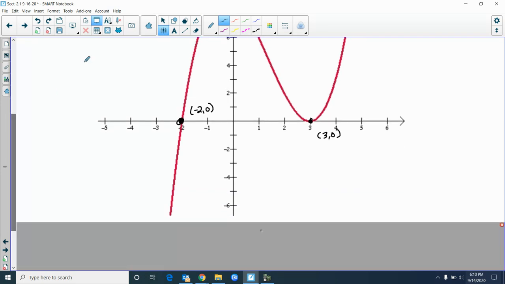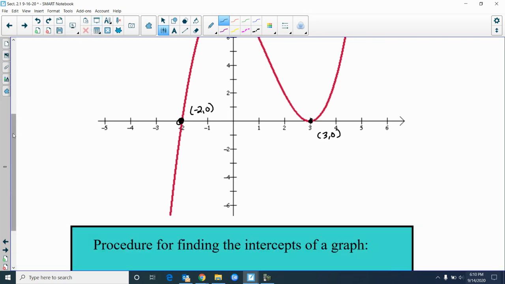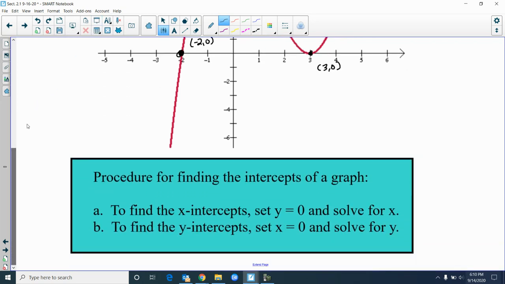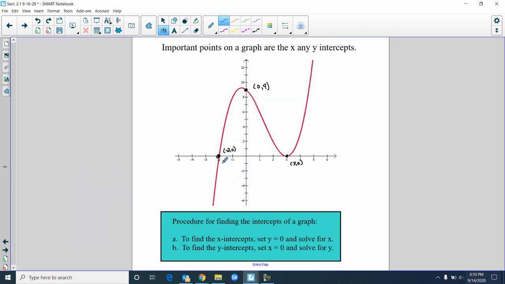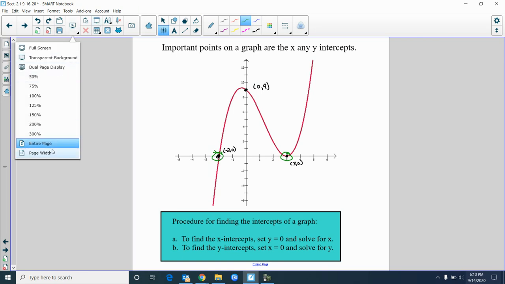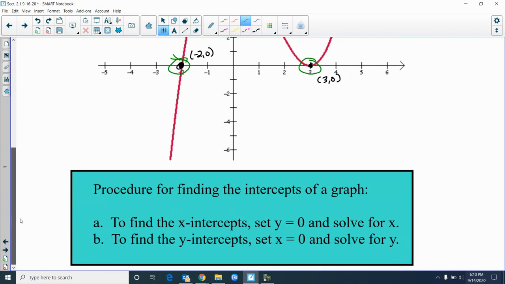If hopefully you recall, here's the procedure to find the intercepts of a graph. To find the x-intercepts, you set y equal to 0 and solve for x, because for the x-intercept the y-coordinate will always be 0. To find the y-intercepts, you set x equal to 0 and solve for y, because the x-coordinate will always be 0. And that's basically your algebraic rules for finding x and y intercepts.